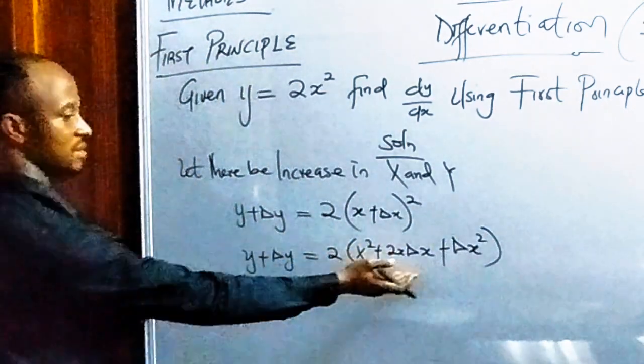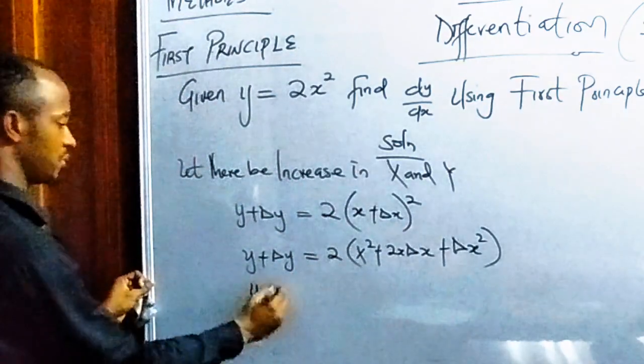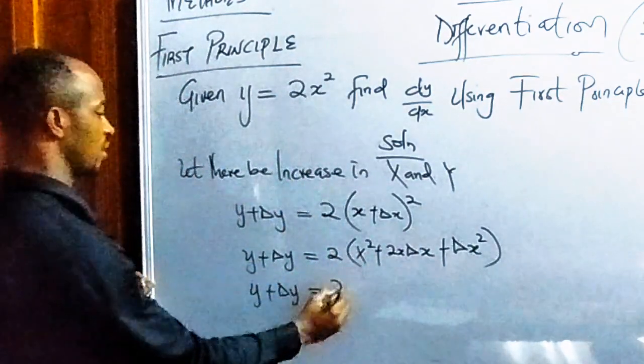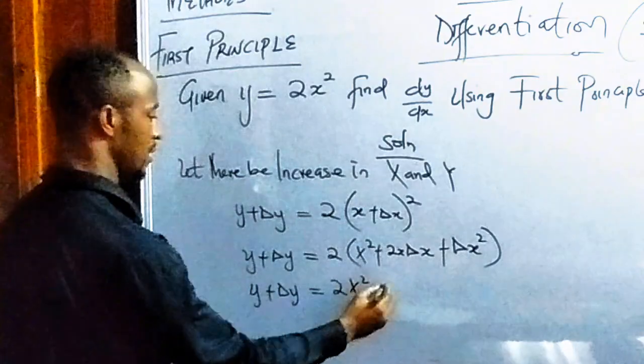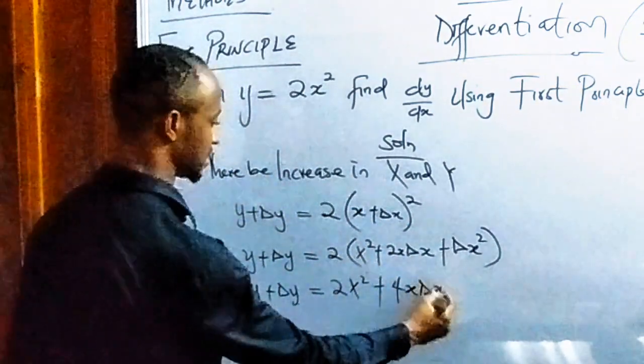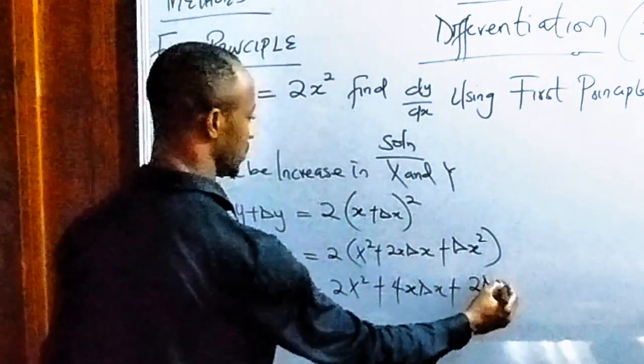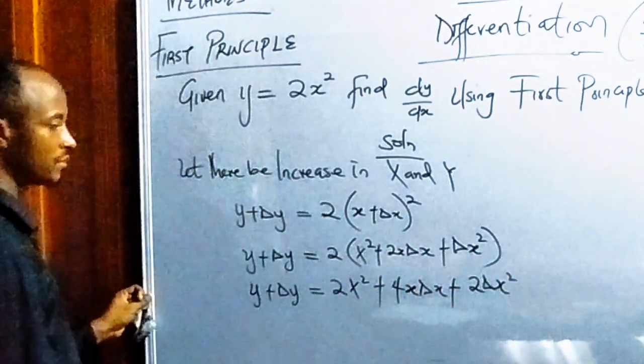Then I'm going to expand this by multiplying the whole function by 2. This will give us y plus delta y equals 2x squared plus 2 times 2x delta x, which gives 4x delta x, plus 2 times delta x squared, which gives 2 delta x squared.